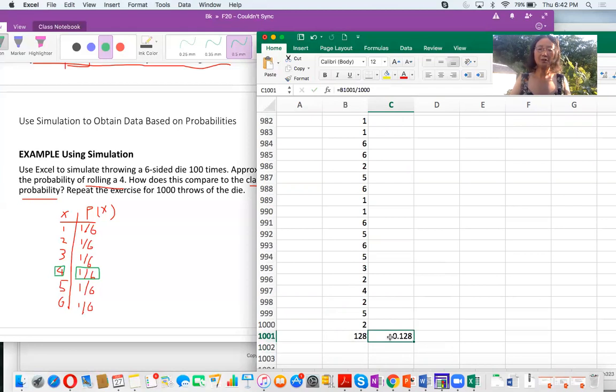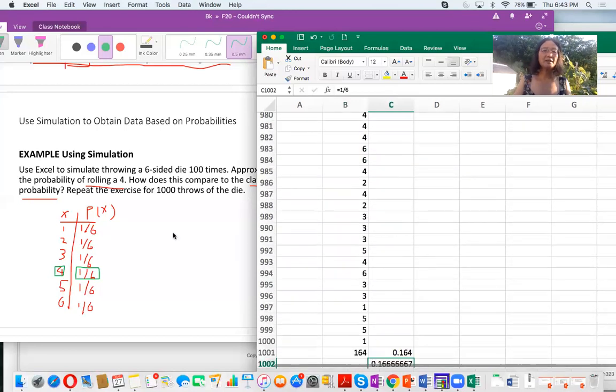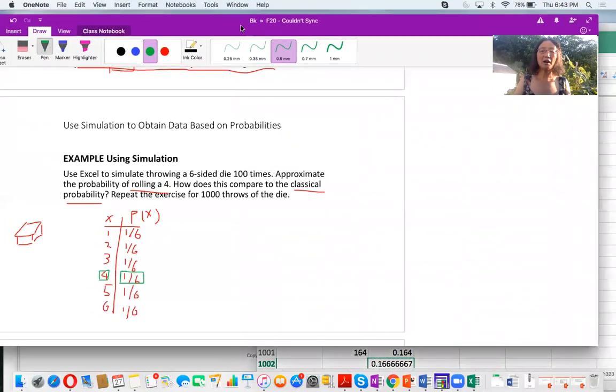So 0.184. And this number, number 4, is close to 1/6. Okay, see? This number is closer to 1/6. If you repeat this 10,000 times, you may get it very, very close. So that is the simulation part.